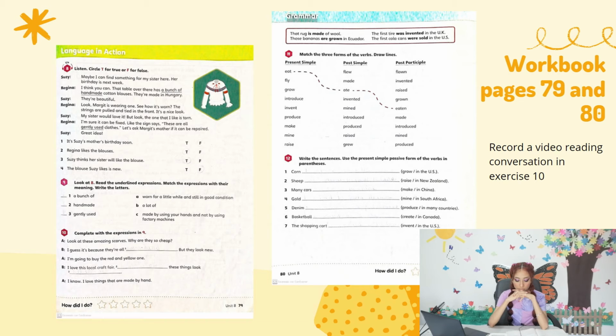But look, the one that I like is torn. I'm sure it can be fixed. Like the sign says, these are all gently used clothes. Let's ask Margit's mother if it can be repaired.